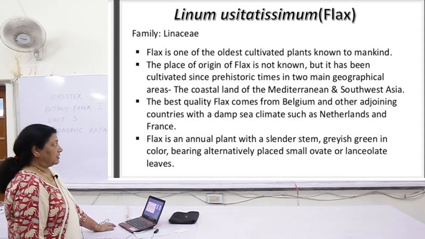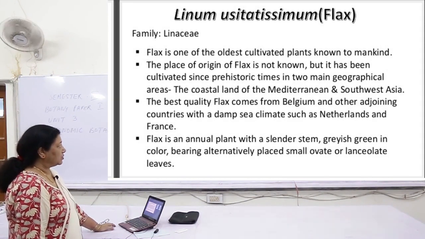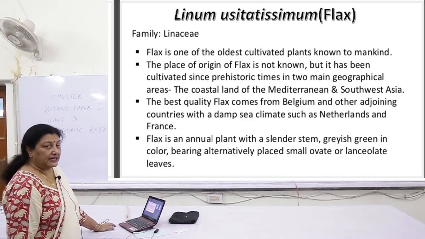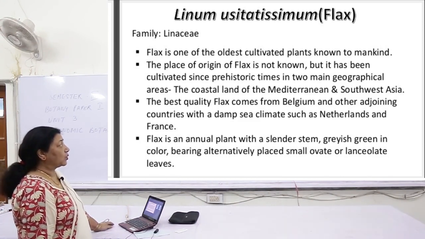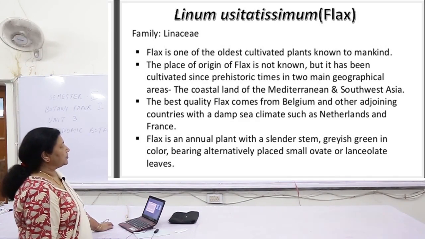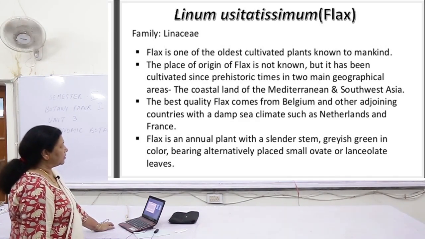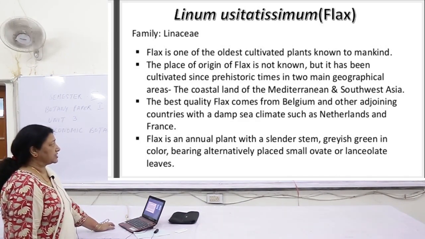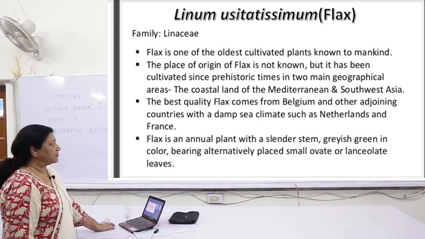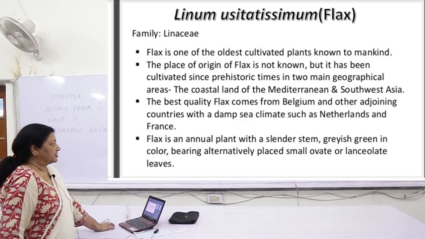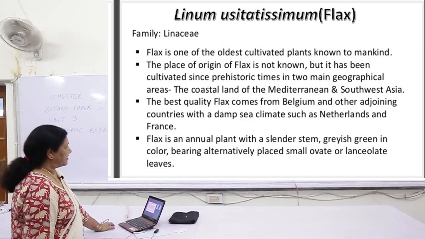After cotton and jute, we come to another very important fiber, which is called the flax fiber. Botanical name Linum usitatissimum, family Linaceae. It is one of the oldest cultivated plants known to mankind. The place of origin of flax is not very well known, but it is found somewhere in the coastal lands of the Mediterranean. The best quality of flax comes from Belgium and other adjoining countries of the Netherlands and France.